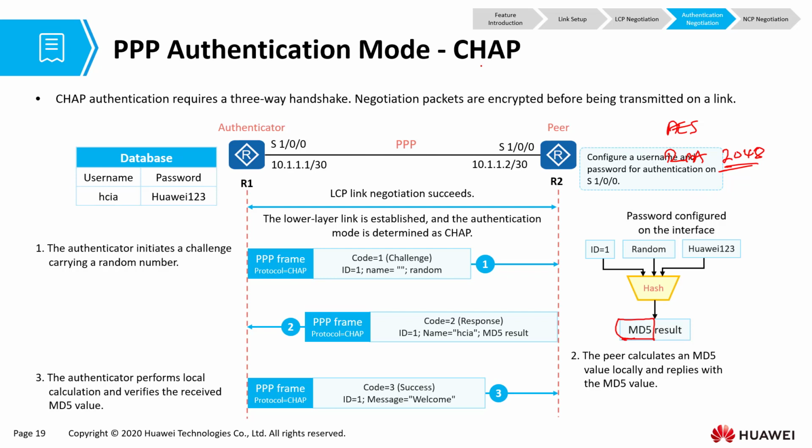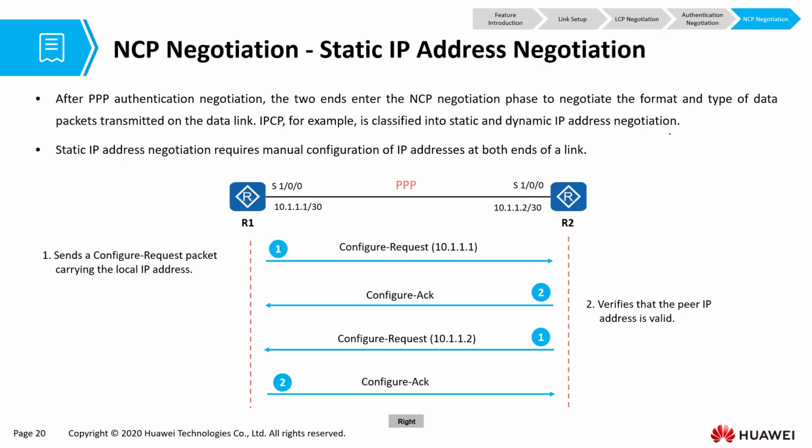Now, of course, we say the first stage is LCP negotiation. The second stage is authentication negotiation. And in authentication negotiation, we are either going to use PAP, which I've discussed, or we are going to use CHAP, which I've discussed. After step 2, we go to step 3, which is network control protocol negotiation. Let us look at it.